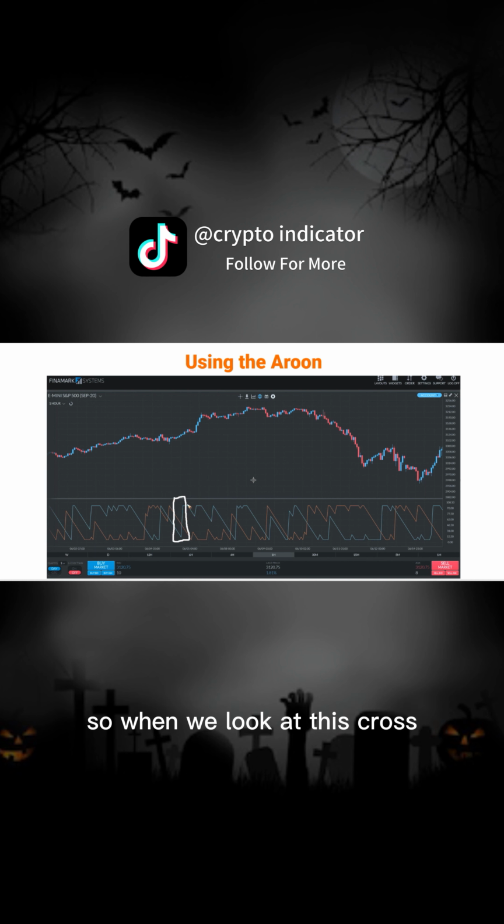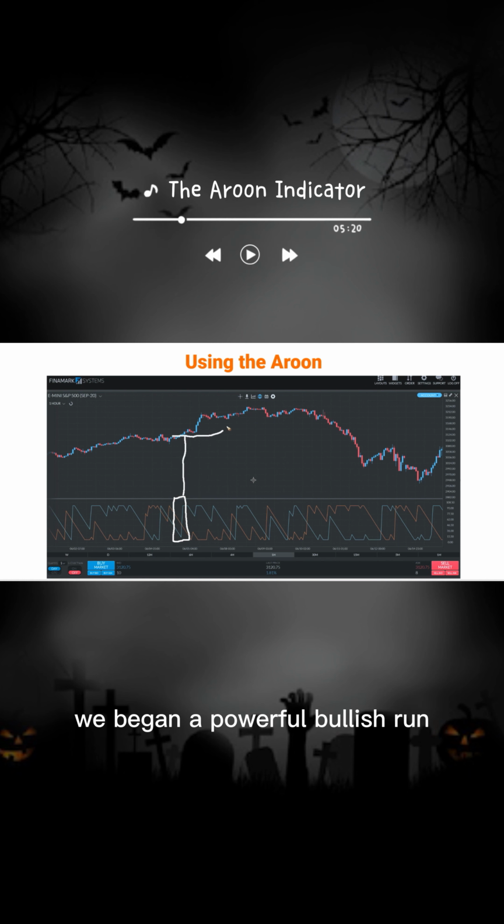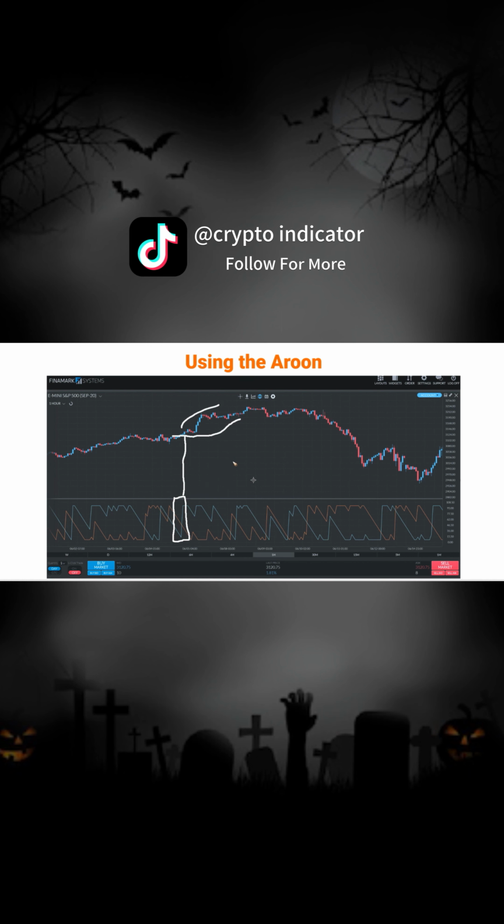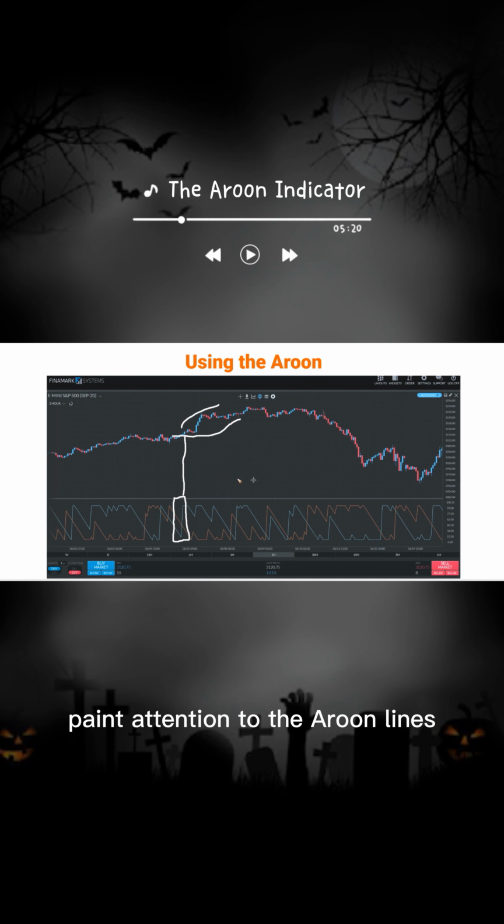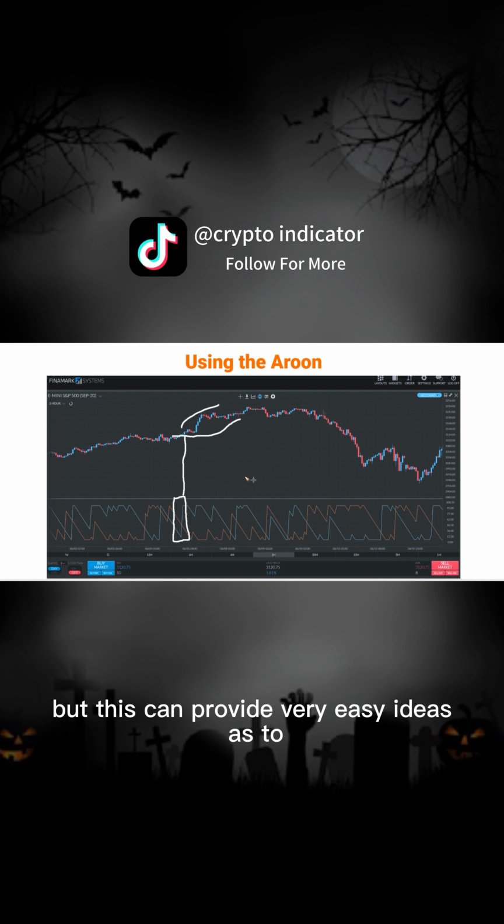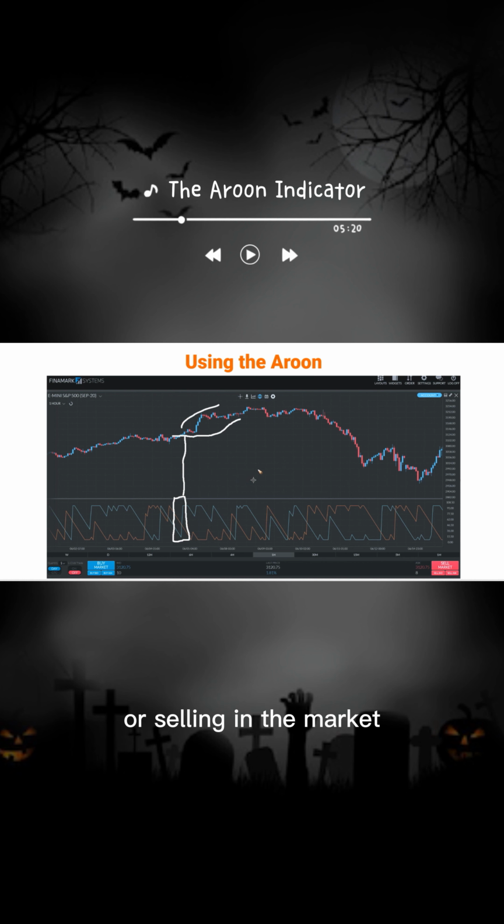So when we look at this cross, if we follow it directly up, we can see that during this period in the market, we began a powerful bullish run. We had nice bullish activity after the cross occurred. And this is just the simple concept behind paying attention to the Aroon lines. Obviously, we would like to use price action in conjunction with this, but this can provide very easy ideas as to where we may be interested in buying or selling in the market.